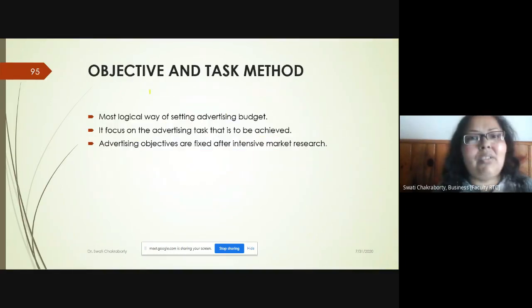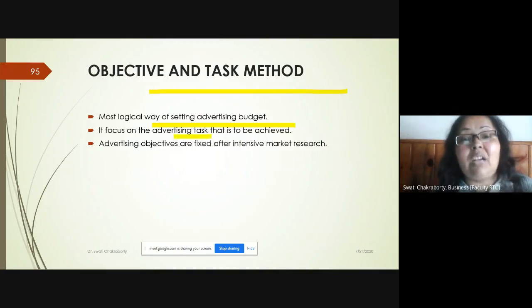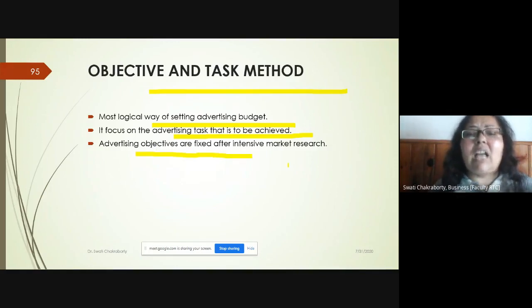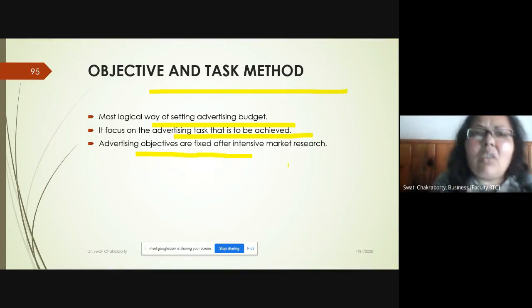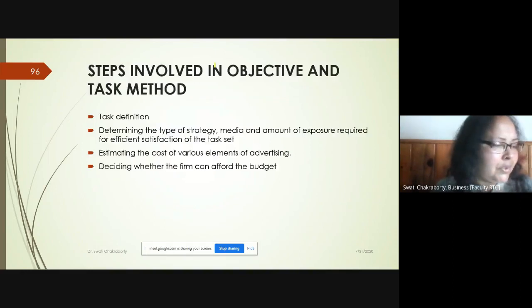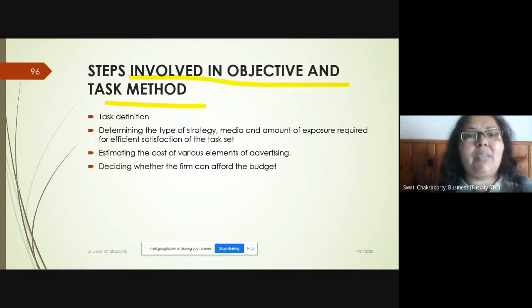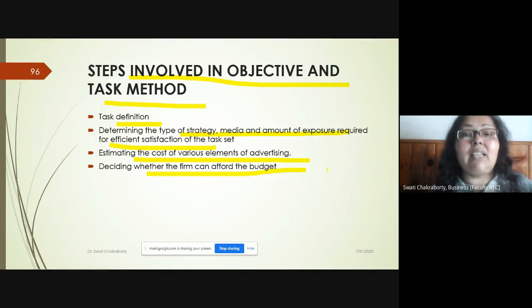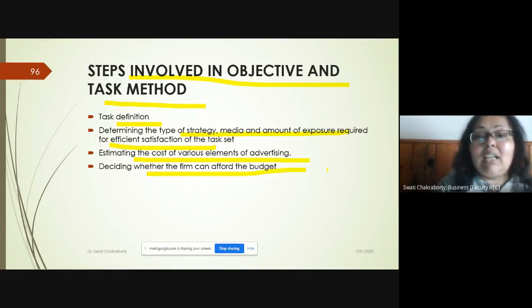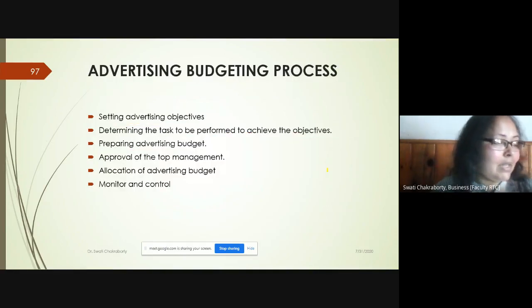Objective and task method. It's the most logical way of setting advertising budget. It is focusing on the task, the objective advertising task that has to be achieved, and objective advertising tasks are fixed. How is it done? After doing an intensive market research, then you fix your objectives and accordingly you set your budget. So, what are the steps involved in objective and task method? You need to define what the task is, determine the type of strategy, media, amount of exposure required for efficient satisfaction of the task, estimate the costs of various elements in advertising, and decide whether the firm can afford that budget.